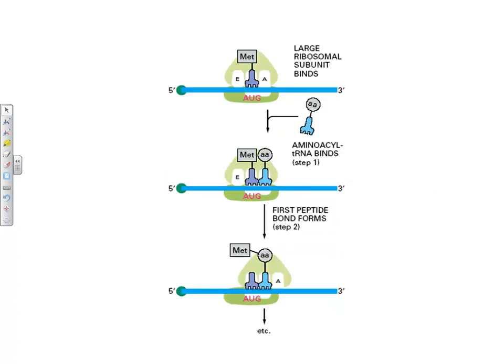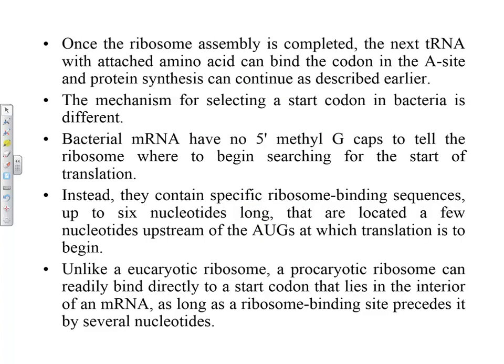This is explained in all these pictures. And then the protein synthesis steps are exactly the same as before. The elongation steps will continue. Now, once the ribosome assembly is completed, the next tRNA with attached amino acid can bind the codon in the A site, and protein synthesis can continue as described earlier.